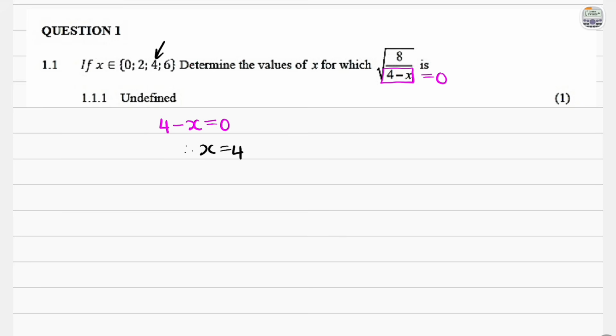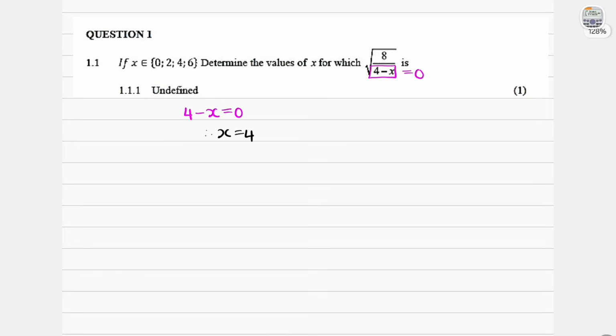As you can see, it works out. We do have an x value of 4 here, and that is our answer. Moving on to the next question.